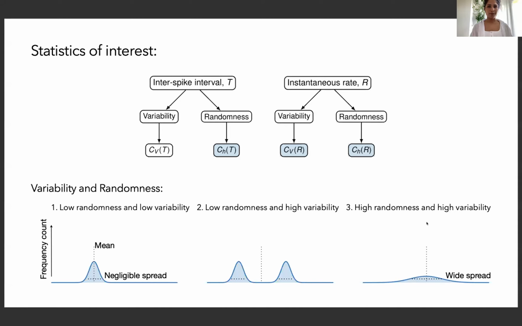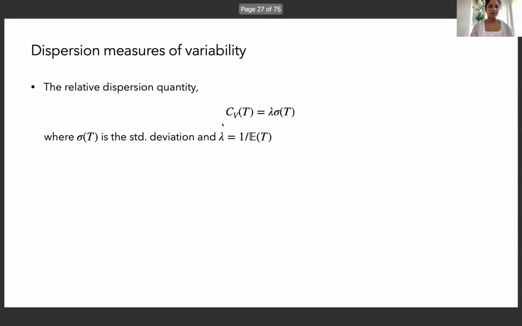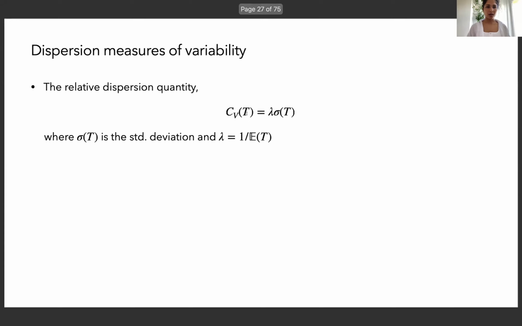So after this, we have the variability and the randomness. Now I'm going to talk about the dispersion measures that we have used to quantify the variability. The standard dispersion measure generally used is the standard deviation of the ISIs. But here we use a relative dispersion quantity, the coefficient of variation of the interspike interval, which is defined as the standard deviation divided by the mean of the ISIs.